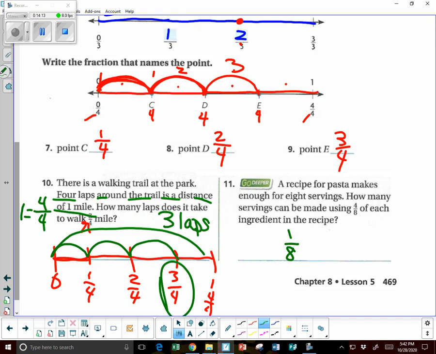So 1/8 equals 1. 2/8 would be 2 servings. 3/8 would be 3 servings. So 4/8 would equal 4 servings. Okay? I don't know if you noticed, but our numerator tells us right here how many servings it would be, how many 8s it would be.